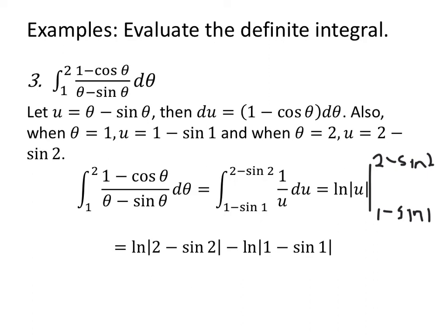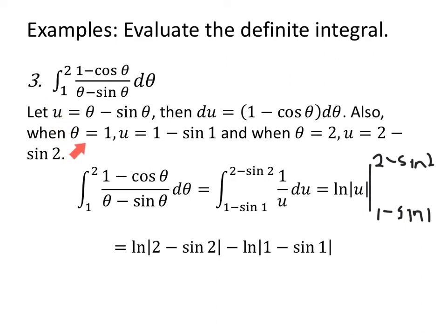Last example, might as well make it a good trig function. The integral from 1 to 2 of 1 minus cosine theta over theta minus sine of theta d theta. With trig functions, which one's bigger? Oh no, there are no powers, but we're still in this section on logarithmic functions. Let u be theta minus sine of theta. Then du is 1 minus cosine of theta d theta, exactly what we have in our numerator.